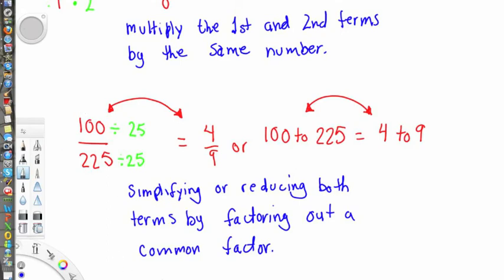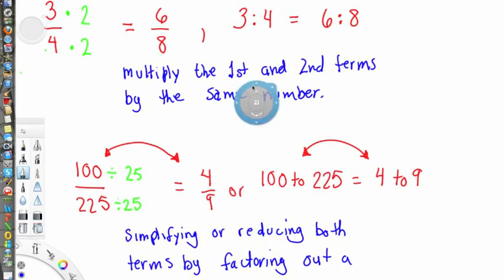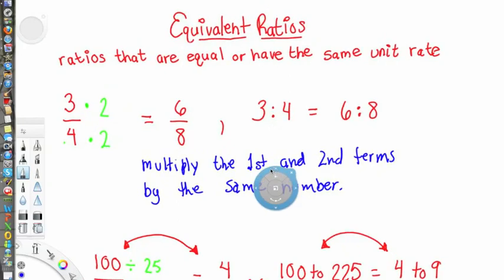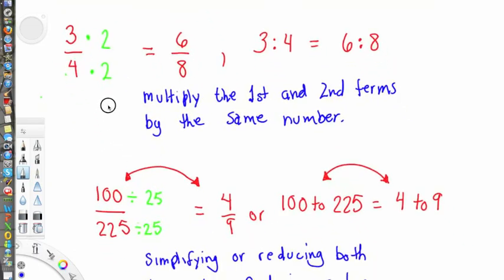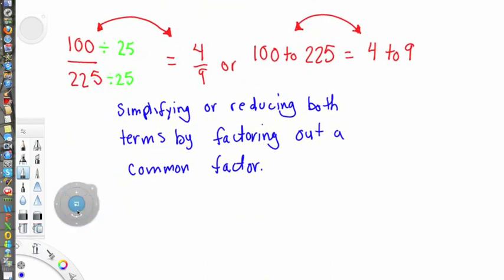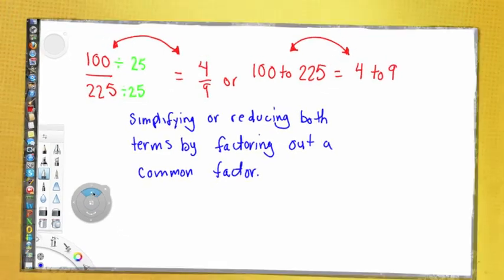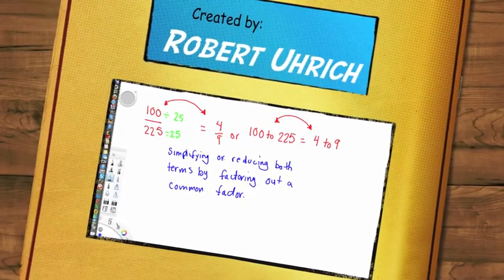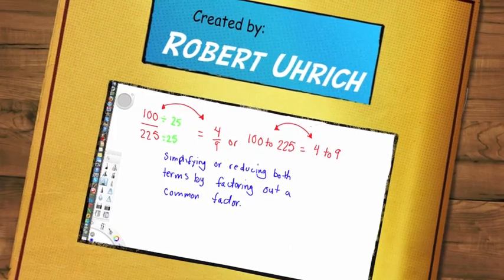So there you have it. I think that is a pretty good start. So when you talk about equivalent ratios, we're talking about ratios that are equal or have the same unit rate. We can do that by taking a ratio and multiplying both terms by the same number, just like creating equivalent fractions. Or we can simplify or reduce both terms by factoring out a common factor. Okay, I think you guys are familiar with this, and that's equivalent ratios.